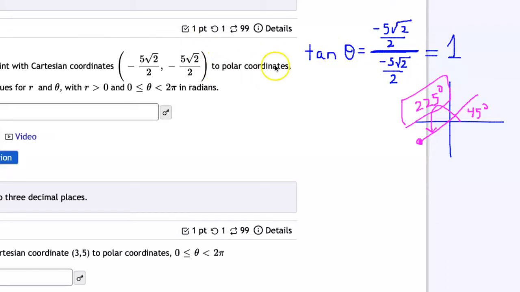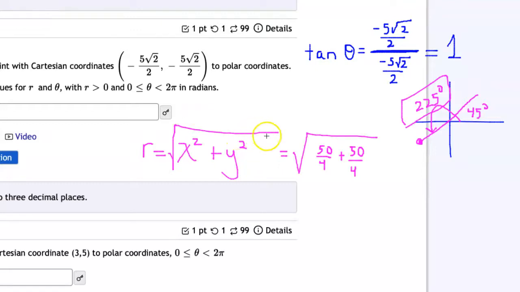For the radius, we are going to use the formula that r is equal to the square root of x squared plus y squared. When you square each of these values, of course, you get the same result, and that would be 50 over 4, which would then give us the square root of 100 over 4. Both of these numbers are conveniently perfect squares in this case, and if they're not, you just give them in simplified radical form. Here we have 10 over 2, and that would be 5.